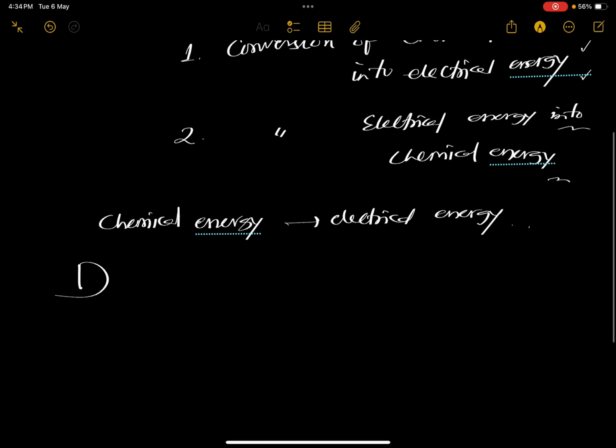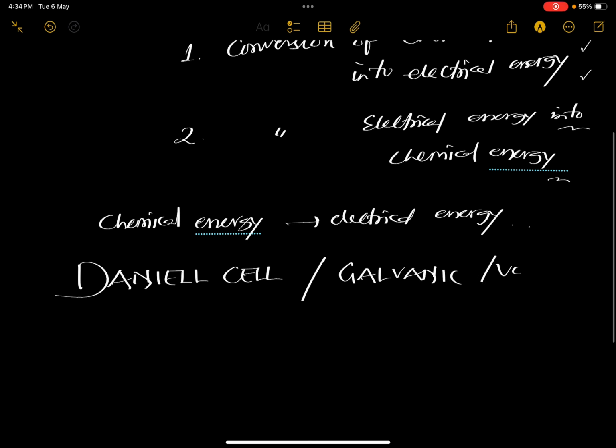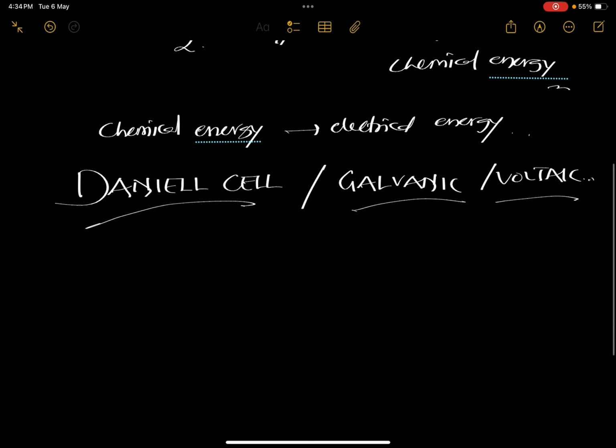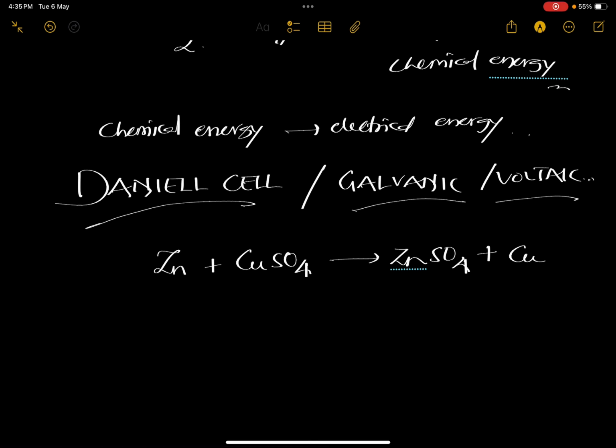For this purpose, we discuss one cell, the Daniel cell, or you can call this a galvanic cell, or a voltaic cell. What happens in this cell is, by a chemical reaction, we are going to produce electricity. The chemical reaction is zinc plus copper sulfate gives rise to zinc sulfate and copper, where the zinc oxidation state changes from 0 to +2.